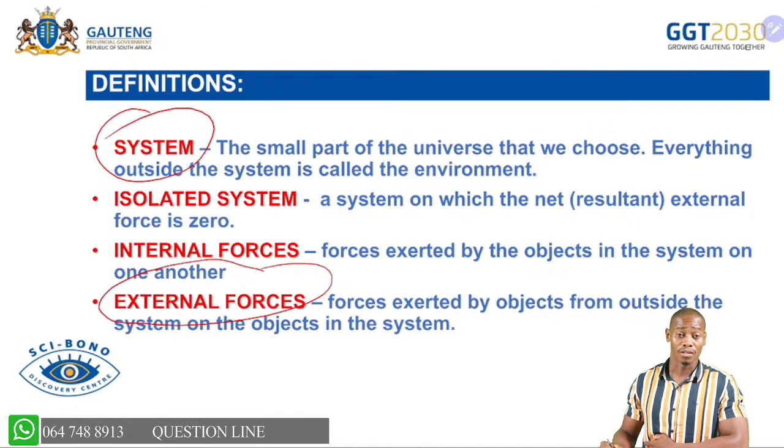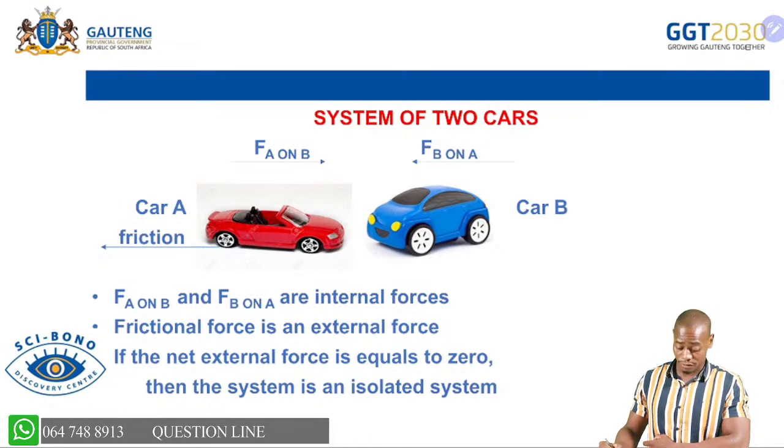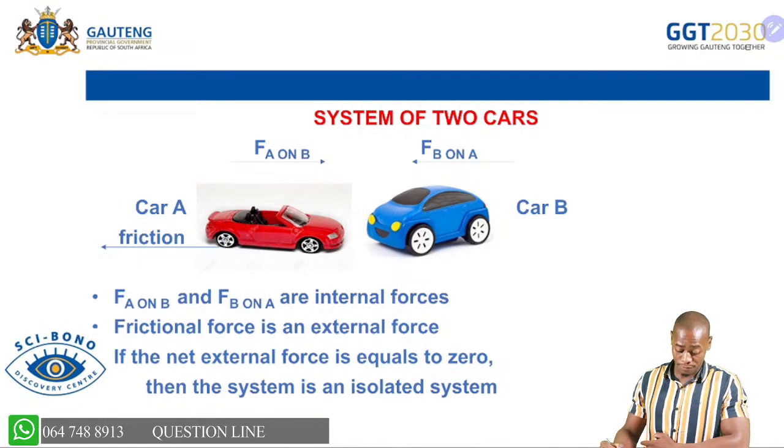Okay, so next slide, I've actually given you an example of a system. All right, so here we want to focus on these two cars, car A and car B. So this is the system of two cars. This is what we want to deal with, or this is what we want to observe, which is car A and what? And car B. Okay, so this is a system of two cars, right?